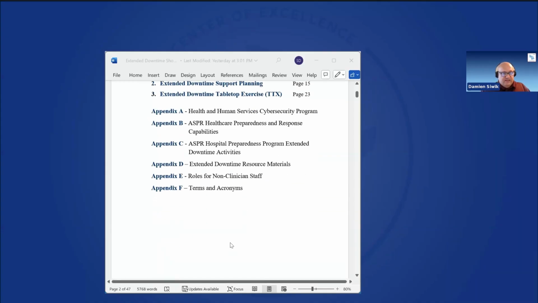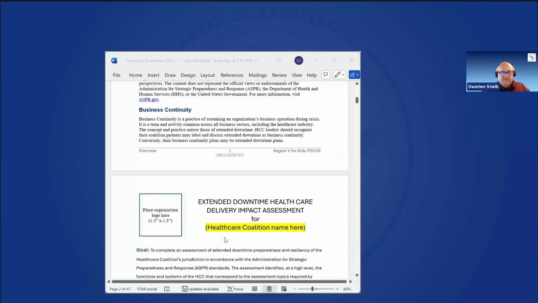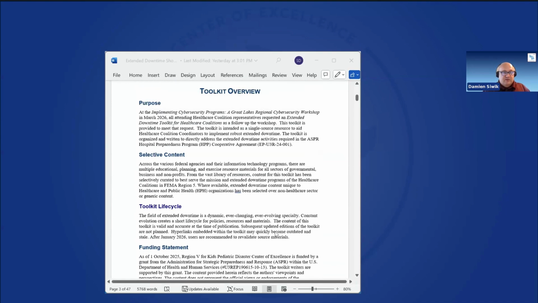As we look through the toolkit, you will see there are some areas that are highlighted yellow. Those would be areas where the Healthcare Coalition could quite literally just copy and paste their organizational name and take ownership of the document if so inclined. So as I'm working through the toolkit and you see sections of yellow, it's just where opportunities for healthcare coalitions to input their name or add specific information unique to their location.